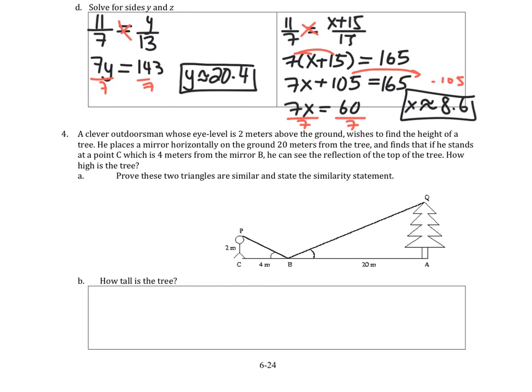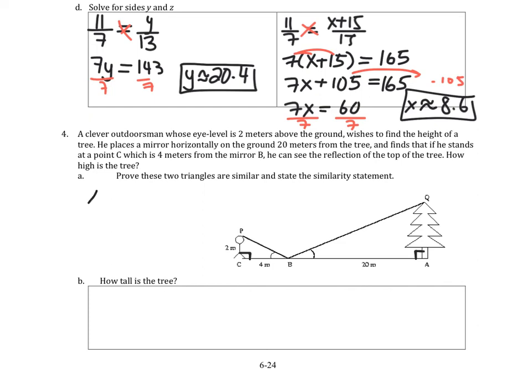And finds that if he stands at a point C, which is 4 meters from the mirror, he can see the reflection of the top of the tree. How high is the tree? So there's his distance from the mirror, there's his height, there's the distance from the mirror to the tree. The first thing we want to do is prove that these two triangles are similar, and then state our similarity statement. Now, you have to make a few assumptions here. The first is that the tree and the person are upright, so that they form a right angle with the ground. That's an assumption that we have to make, and we're assuming it's a perfect world.